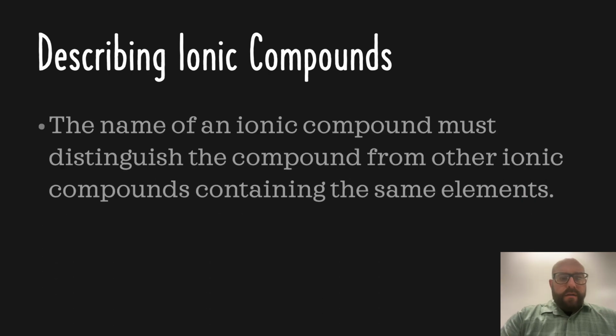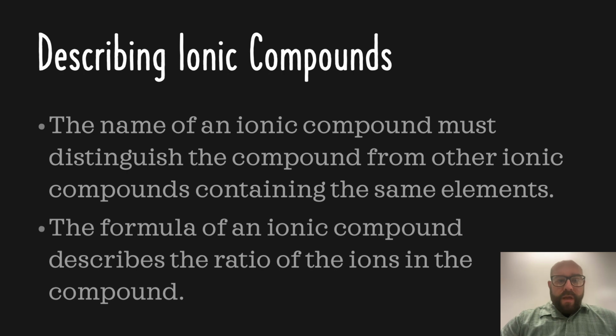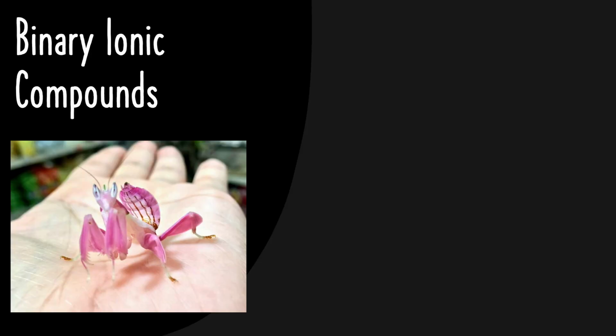Describing ionic compounds. The name of an ionic compound must distinguish the compound from other ionic compounds containing the same elements. The formula of an ionic compound describes the ratio of the ions in the compound. Do you know the proper name for this insect? Proper naming is important for identification purposes. Medicine must be precise so that the correct drug is given to patients. Biological classification of species requires an acute naming for proper categorization. The insect shown here has been categorized by genus and species, so it is uniquely identified.